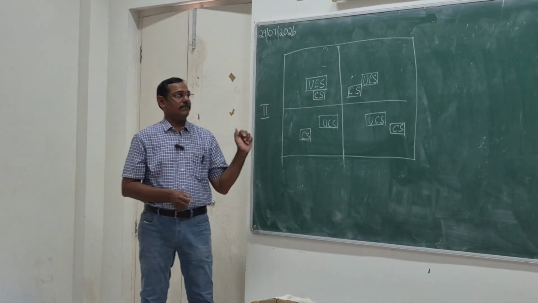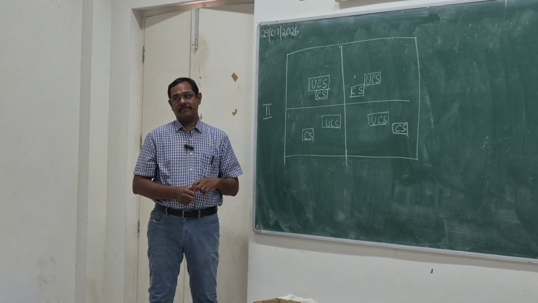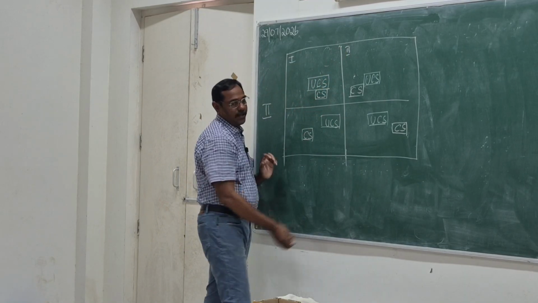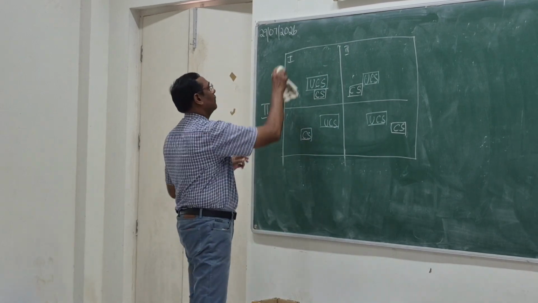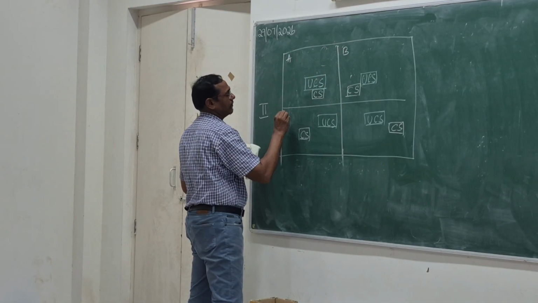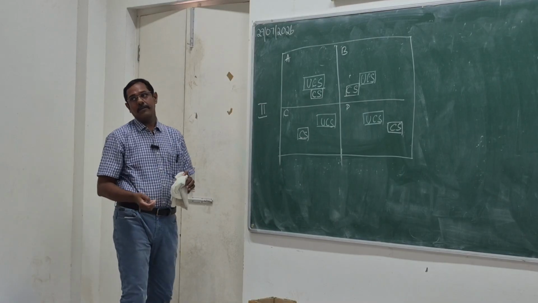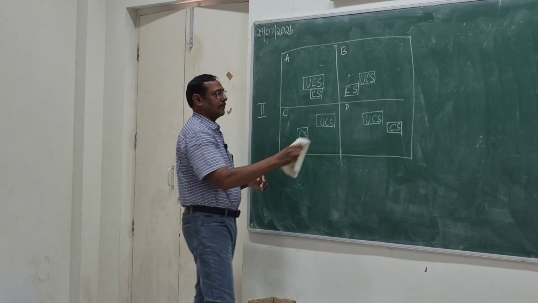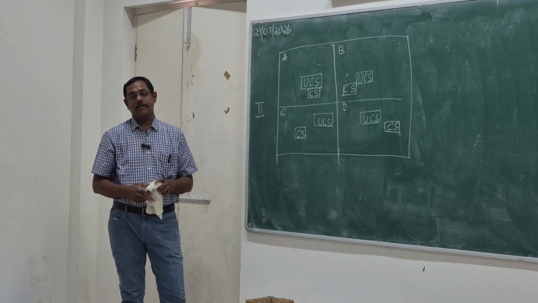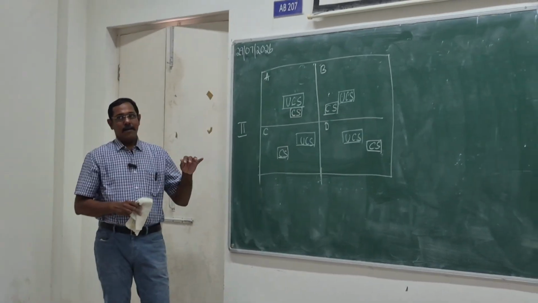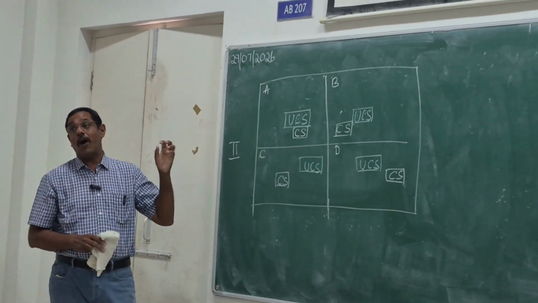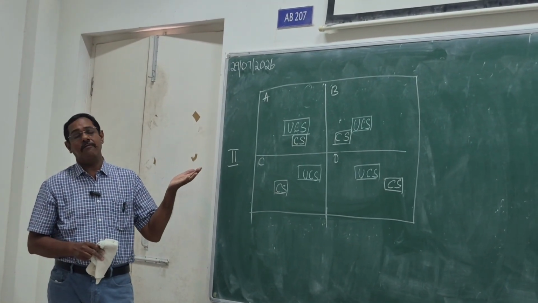What is the difference here? In the first quadrant, conditional stimulus as well as unconditional stimulus are given at a single time. In the second quadrant, first conditional stimulus is given, after that unconditional stimulus. In the third quadrant, conditional stimulus was given, after some gap of time, unconditional stimulus was given. In the fourth quadrant, unconditional stimulus is given, then after a gap of time, conditional stimulus is given. This depends upon the time, at what time we are giving.